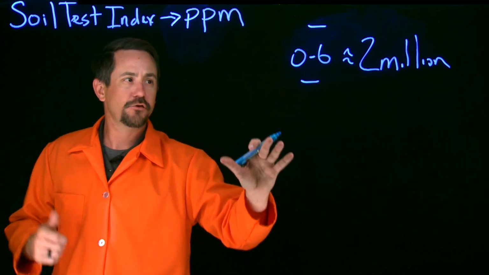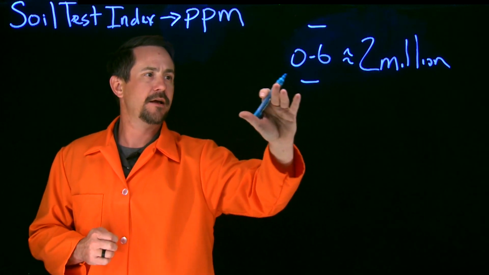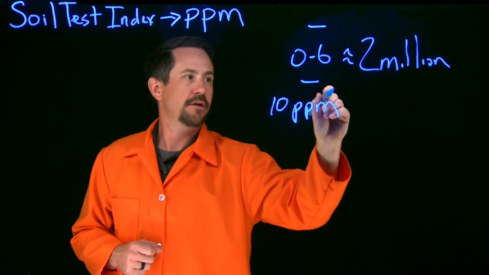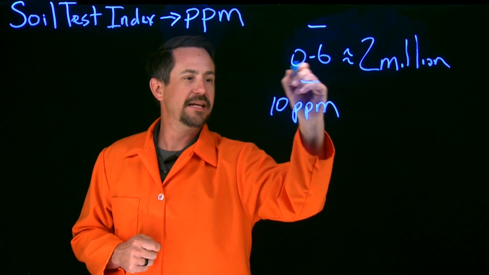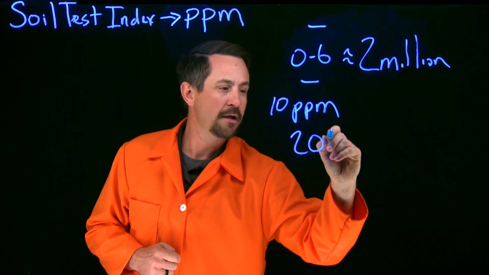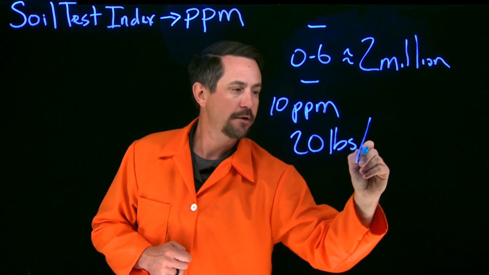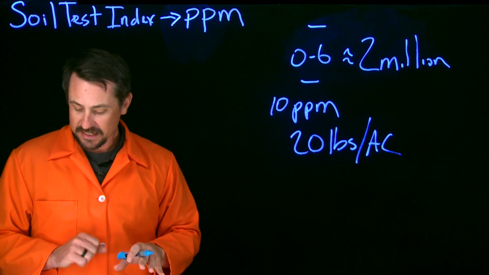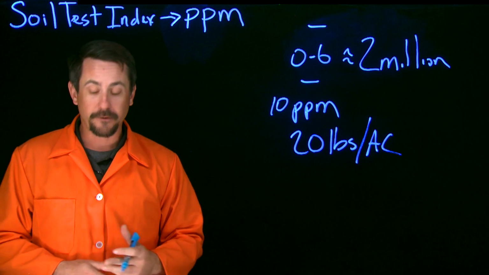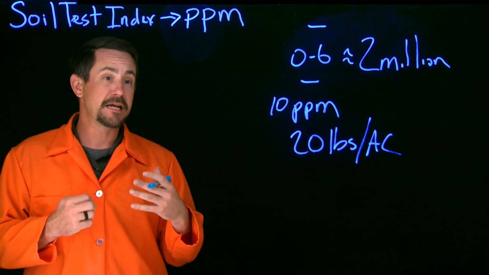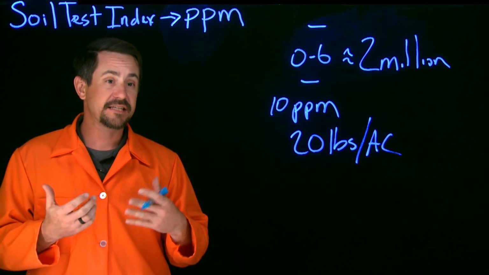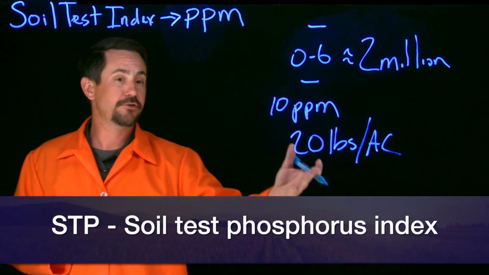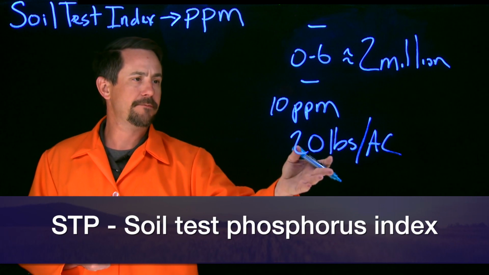So the easy conversion when you have a 0 to 6 inch sample: if you have 10 parts per million, you have 2 million pounds of soil, so in a 0 to 6 inch sample, you'll have 20 pounds per acre. And so you'll look at your OSU soil test report and see that you have a soil test phosphorus of 5 ppm. That means you have an STP, soil test phosphorus index, of 10. Or if it was nitrate, you'd have 10 ppm, you have 20 pounds.